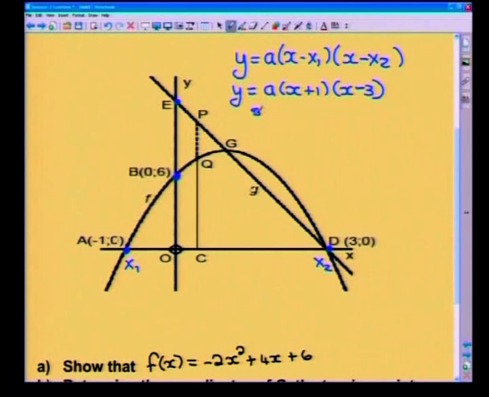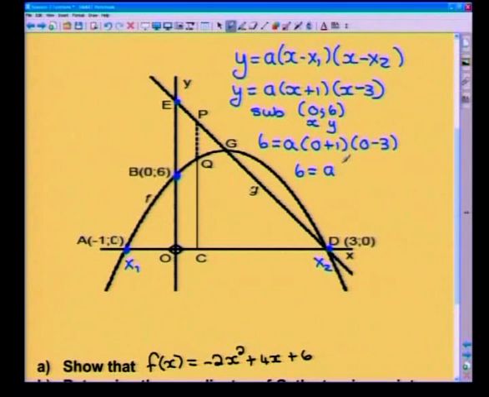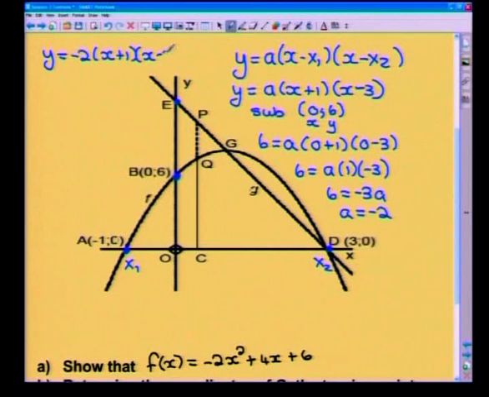So what we're going to do now is substitute the coordinate (0, 6). So in other words, wherever there's an x, I'm going to put a 0, and wherever there's a y, I'm going to put a 6. So I'm going to get 6 is equal to a(0 plus 1)(0 minus 3). So we have 6 equals a times 1 times minus 3. So we have 6 equals minus 3a, which means a, if you divide both sides by minus 3, is equal to minus 2. So what do we have? We have y equals minus 2(x plus 1)(x minus 3).